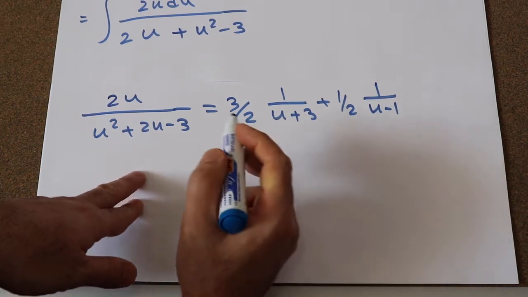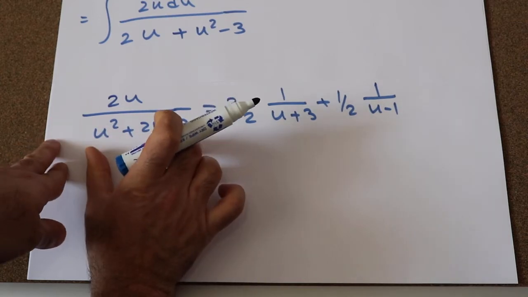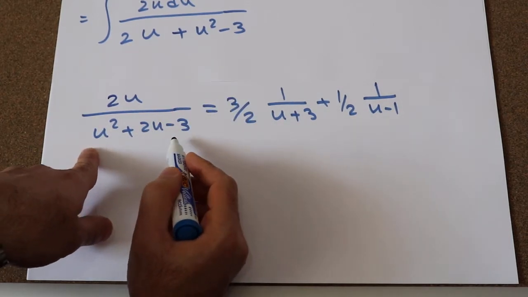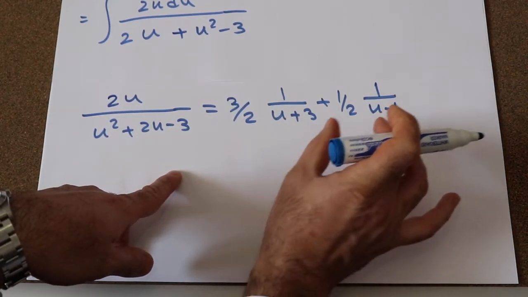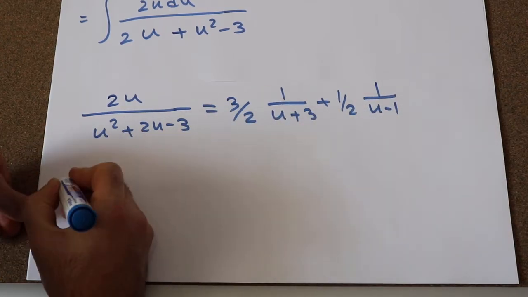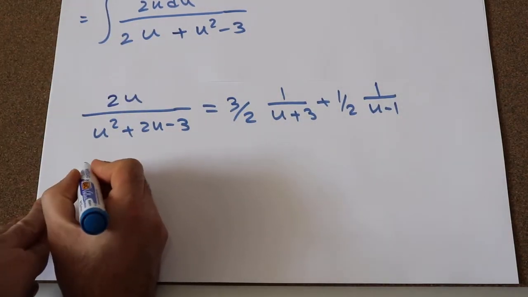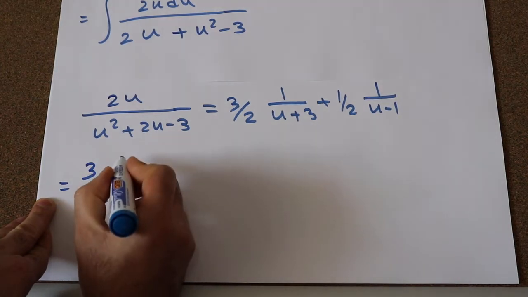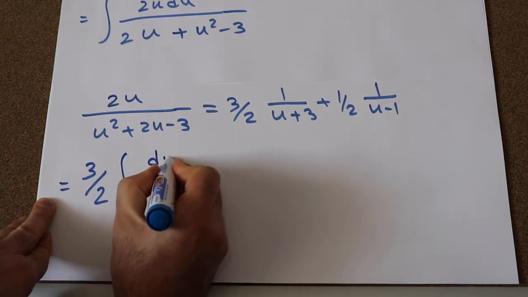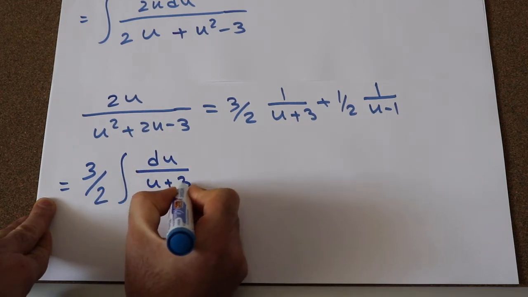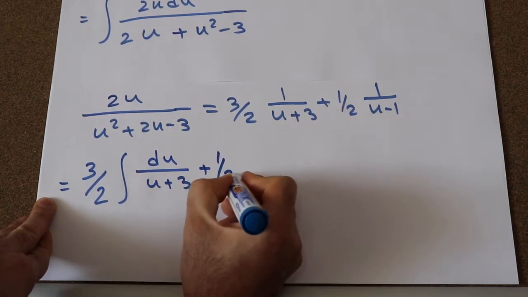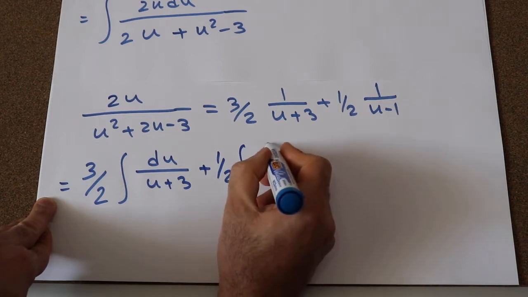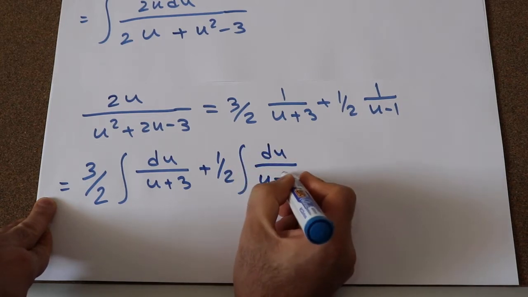In any case, the integral of this term will be equal to the integral of the first term plus the integral of the second term. Therefore, this integral will be equal to the integral of 3 divided by 2, which is a constant, so I take it out of the integral: 3 divided by 2 times the integral of du divided by u plus 3, plus 1 divided by 2, which is a constant, times the integral of du divided by u minus 1.